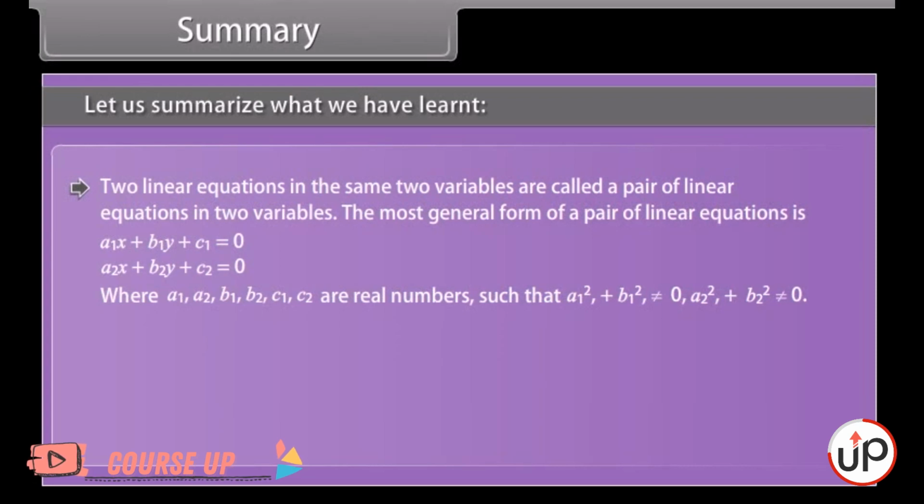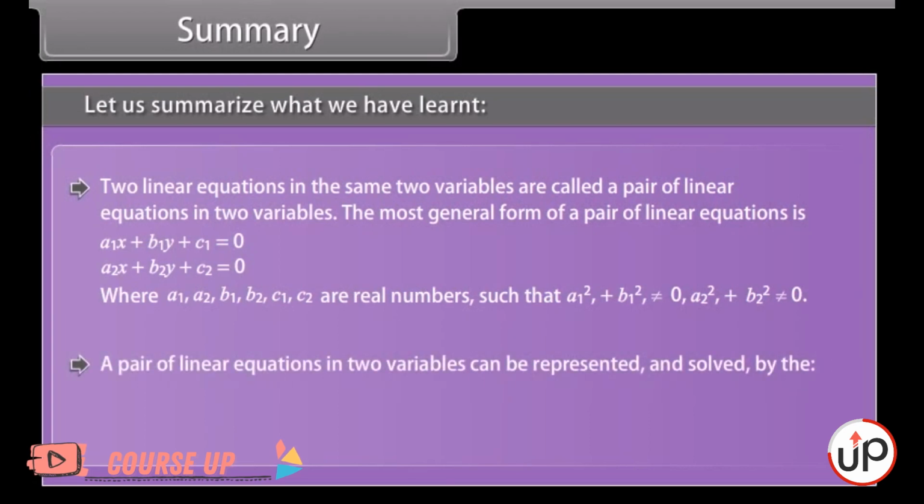a2x + b2y + c2 = 0, where a1, a2, b1, b2, c1, c2 are real numbers such that a1² + b1² is not equal to 0, and a2² + b2² is not equal to 0. A pair of linear equations in two variables can be represented and solved by the 1. Graphical method and 2. Algebraic method.